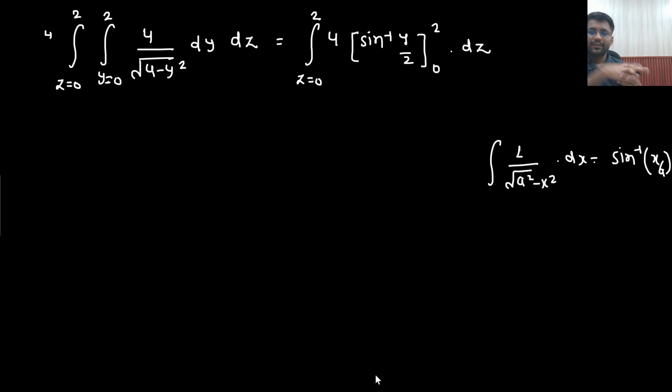Is that clear or not? Have I applied it correctly? 4 outside, sine inverse y by 2. Yeah, everything is correct. So what you are getting, sine inverse 1 is pi by 2 only. So 2 pi.